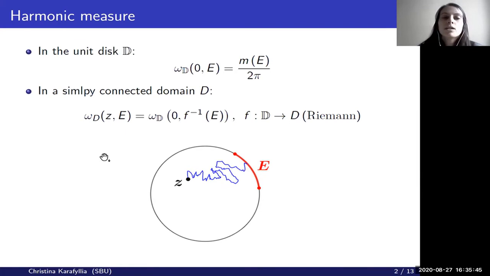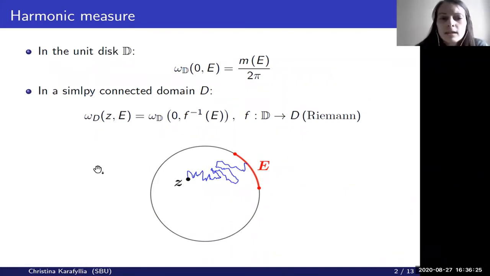So in general, we have a simply connected domain D. In this talk, we are going to talk only for simply connected domains, and the Borel subset of the boundary of D, and the point Z in the domain. So the harmonic measure actually depends on two variables. The first is a point, and the second is a set. And it is conformally invariant, and it gives us the probability of a Brownian motion starting from Z to exit from the domain D, passing through the set E.